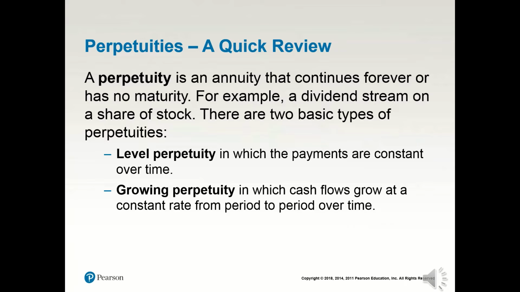There are two kinds of perpetuities. A level perpetuity, that is one in which the payments are constant and do not change. We would expect preferred stock to pay a level perpetuity. And there's also growing perpetuities. That's a perpetuity in which cash flow grows at a constant rate from period to period. We would consider a common stock dividend payment a growing perpetuity.